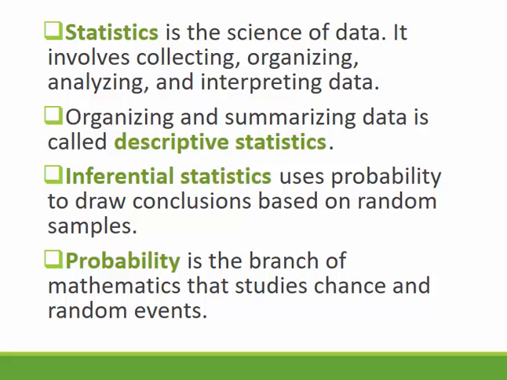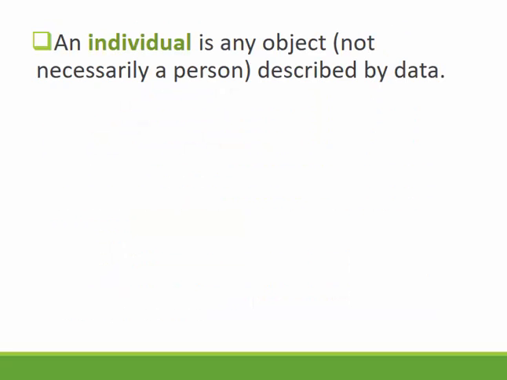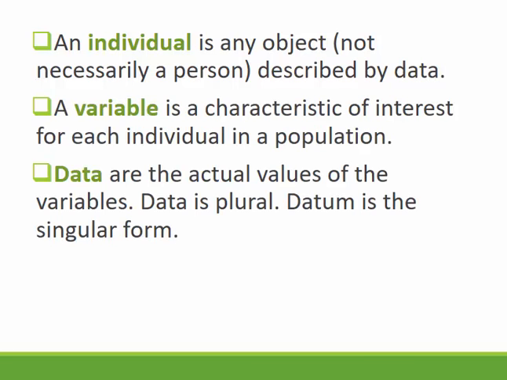When we do inferential statistics, all that's based on random sampling and probability models, so we have to talk a little bit about probability in this class, even though it's mainly statistics. But probability is just the branch of mathematics that studies chance and random events. Let's see some more terminology, working my way up to data here, okay?